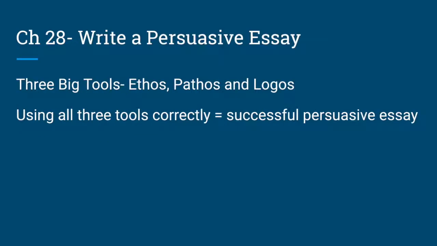With these definitions out of the way, we can begin by going over Chapter 28, Write a Persuasive Essay. The main three tools used in writing a persuasive essay are ethos, pathos, and logos. This chapter goes over the best way to combine all three tools together to write a successful persuasive essay.